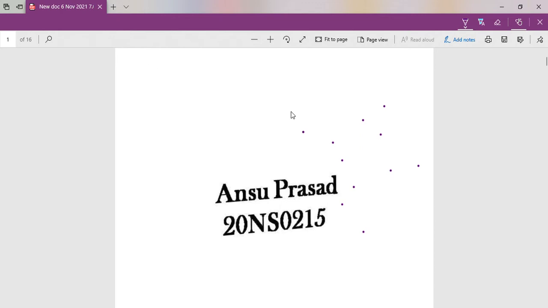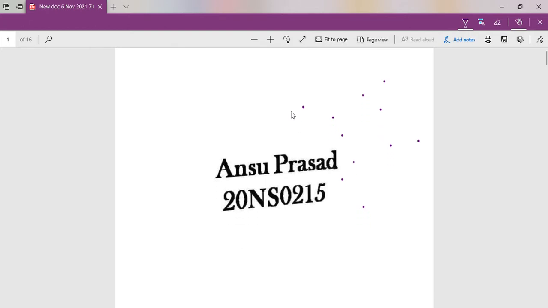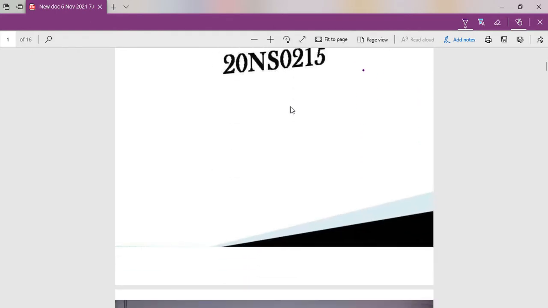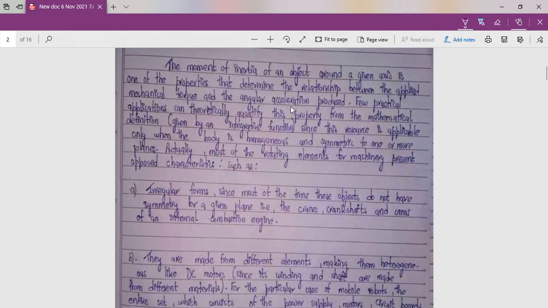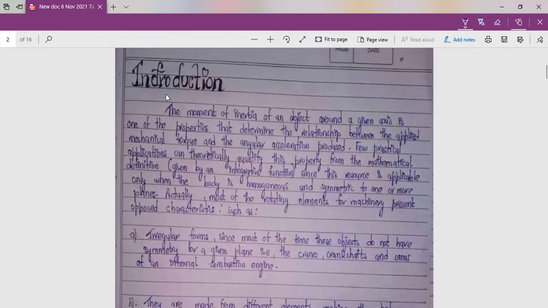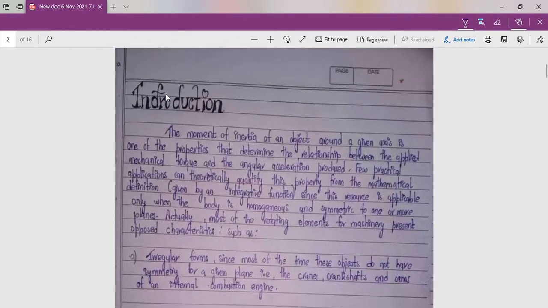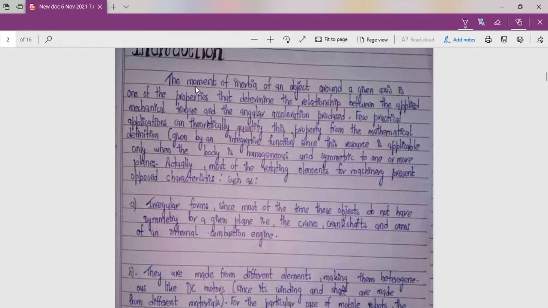Hello everyone. Here I am going to present my experiment, that is, to determine the moment of inertia of an irregular body. As you can see on the screen, first of all I am going to say a few lines about my introduction. The moment of inertia of an object around a given axis is one of the properties that determine the relationship between the applied mechanical torque and the angular acceleration produced.